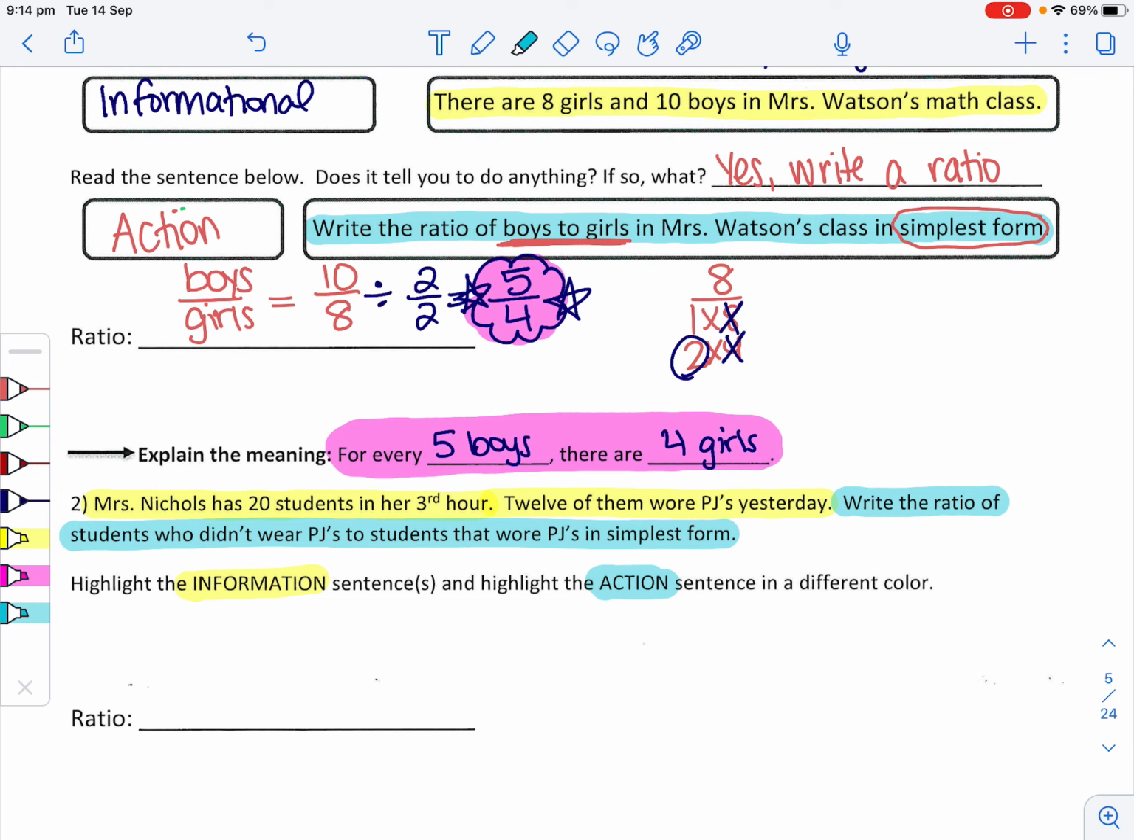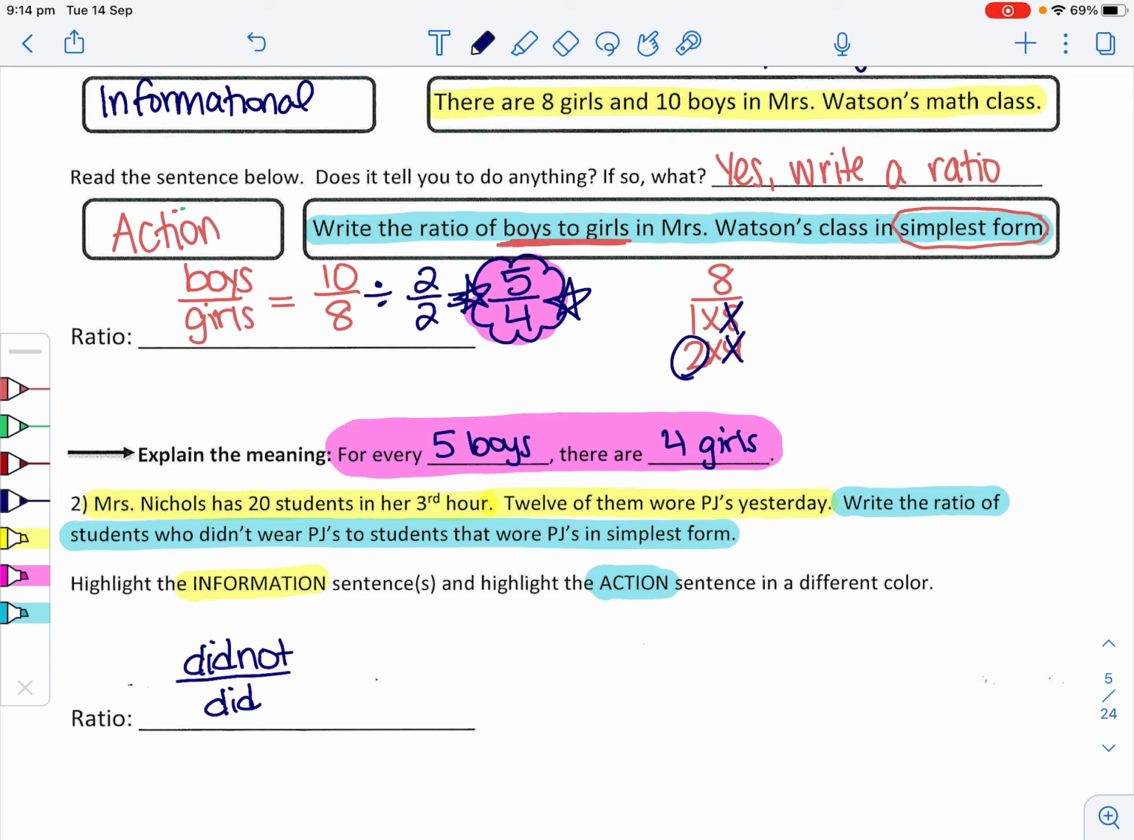So now I'm going to write in words my ratio. Write the ratio of students who didn't wear PJs. So I'm going to say did not. To students that wore PJs. So I'm going to use did for that one. Okay, so did, not, and did.